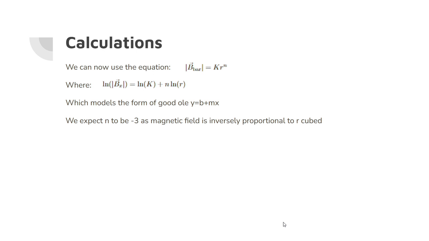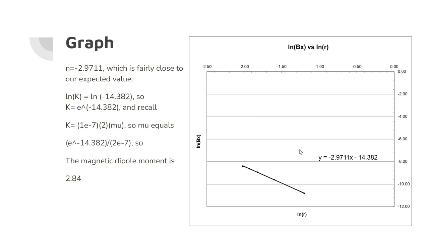And of course, we can rearrange this equation, and it looks just like the good old y equals b plus mx. I exchanged the usual mx plus b, but just for the sake of argument. By rewriting the equation in this fashion, we are able to solve for what n should be. And of course, we know n to be negative 3, because the magnetic field is inversely proportional to the cube of r. So we can use our data within an equation like this and solve it for a graph.